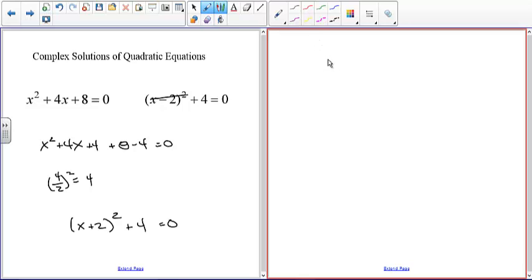So if we solve for x, what you would normally do is subtract 4 from both sides. And at this point you say, oh, I quit because I can't take the square root of a negative number. But now you can. So if we take the square root of both sides, what we'll get is plus or minus the square root of negative 4. So you can break that into two parts. You can have the square root of 4 times the square root of negative 1. As long as the product of these two is that, it's the same.